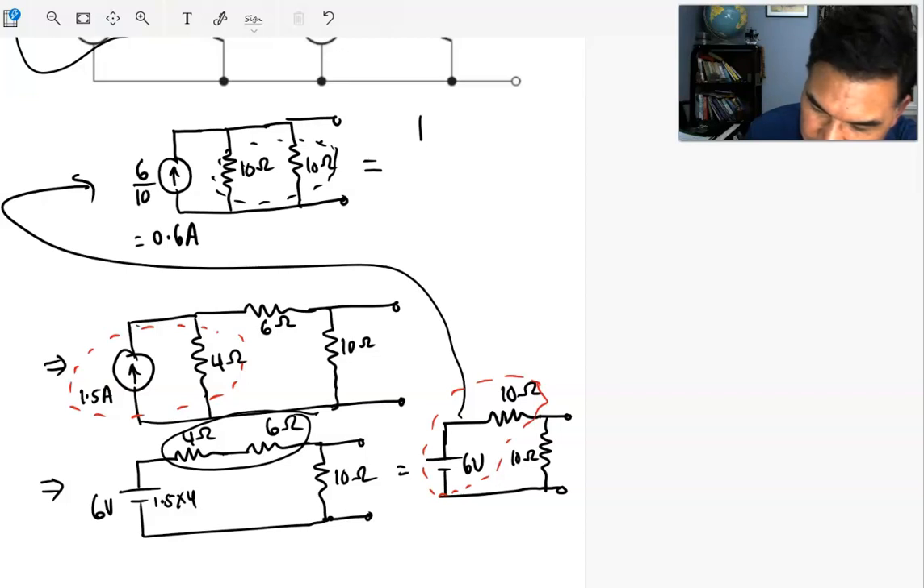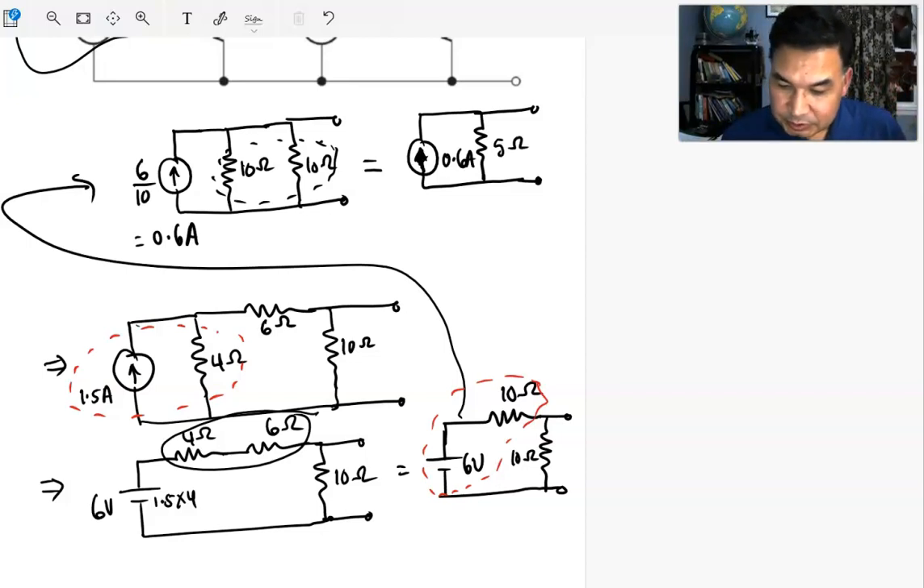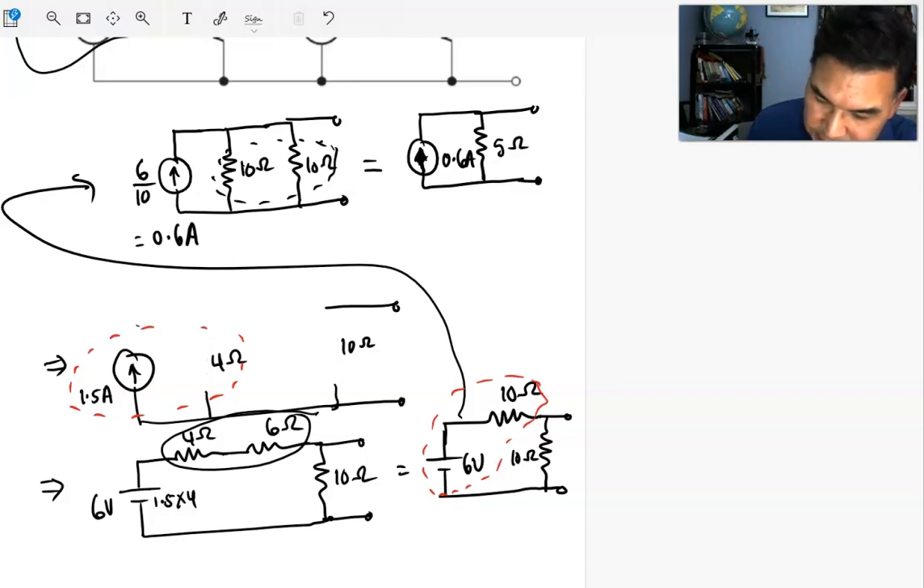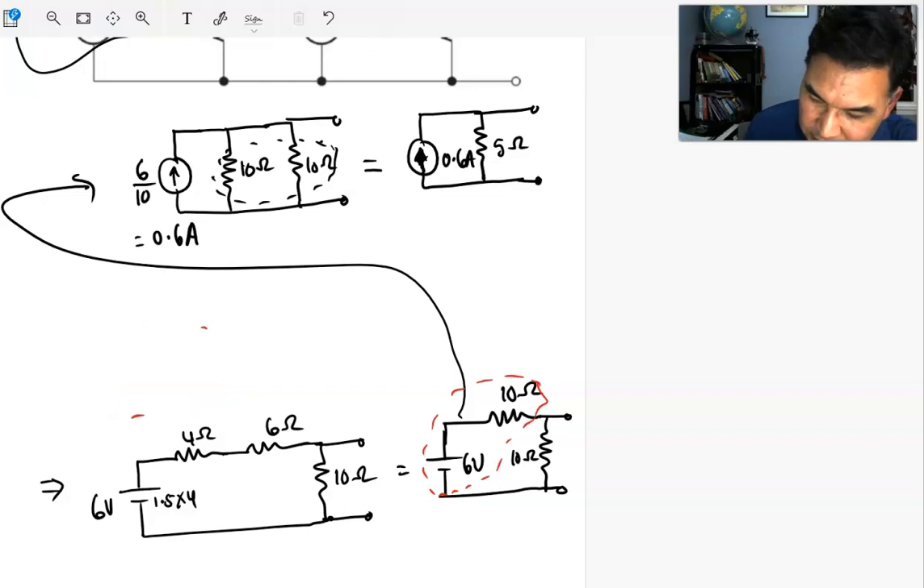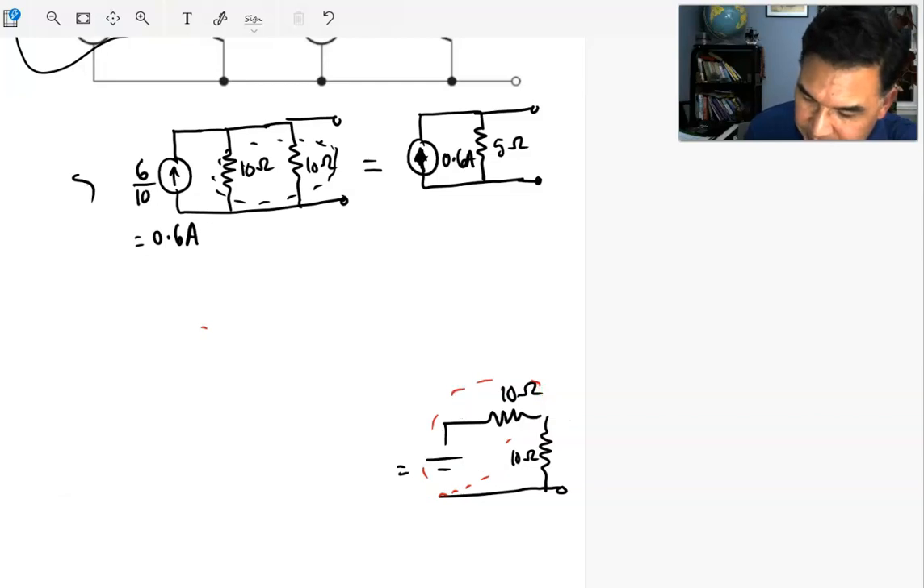Now the equivalent of this 10 ohms and 10 ohms is what? It is 5 ohm in parallel, like that. So it's a 0.6 amp current source with 5 ohm, which is the parallel combination of 10 ohms and 10 ohms. Now we're almost done. So now finally we can convert to a voltage source. We got one current source, 0.6 amp, in parallel with a 5 ohm resistor.